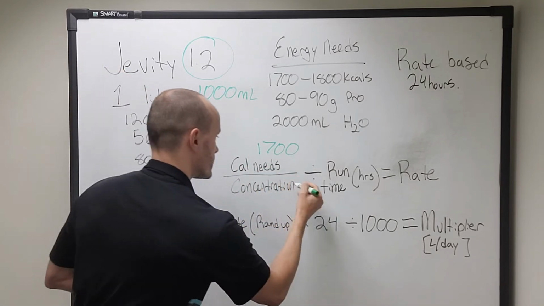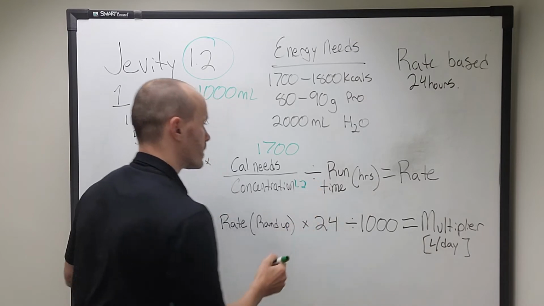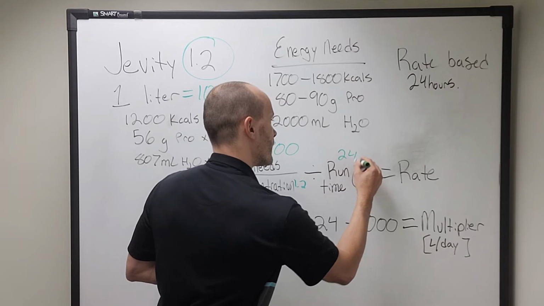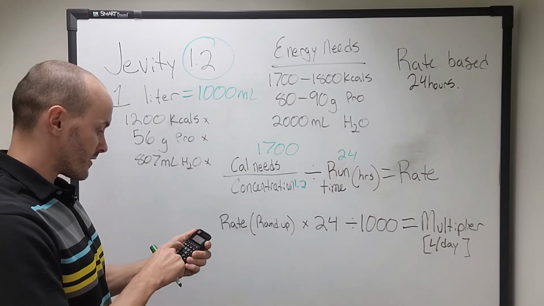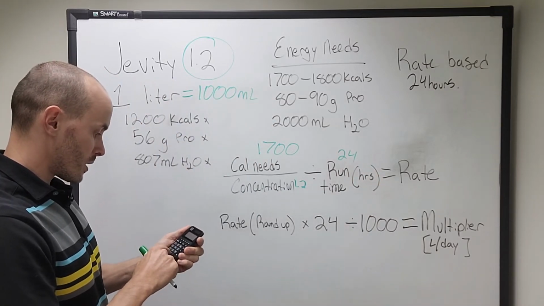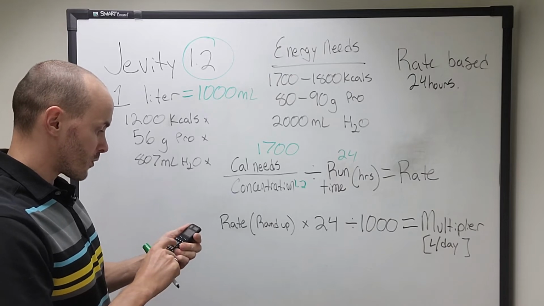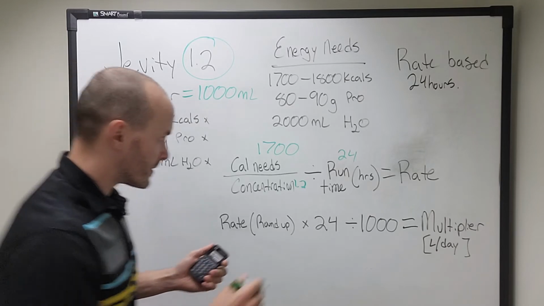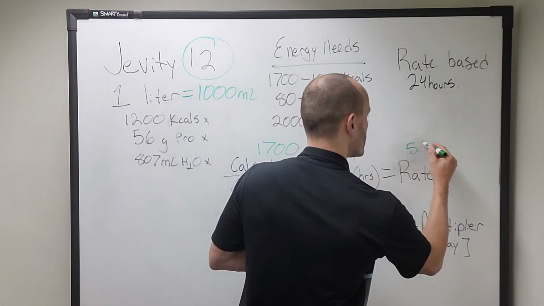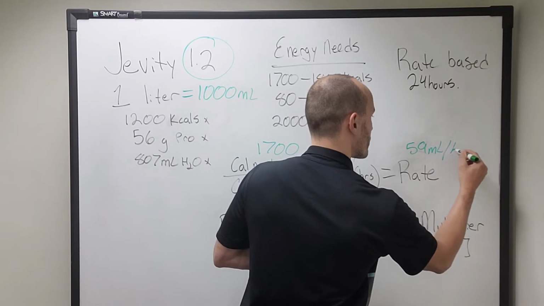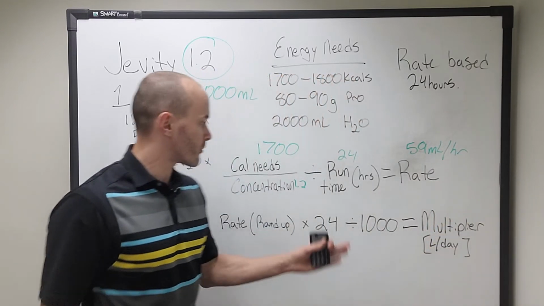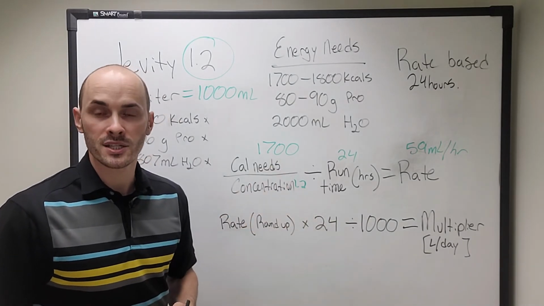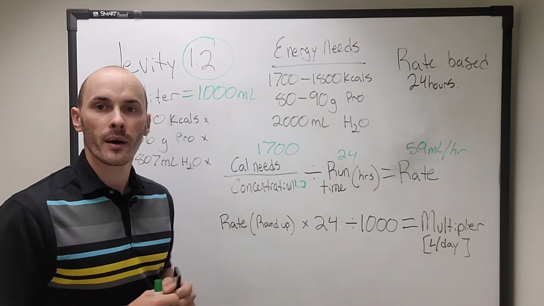So our patient needs 1,700 calories. The concentration is 1.2. We're going to divide by our runtime of 24 hours. And that's going to give us our rate. So 1700 divided by 1.2 is 1416 divided by 24, which gives us 59. So 59 milliliters per hour running for 24 hours will meet their calorie needs with Jevity 1.2.